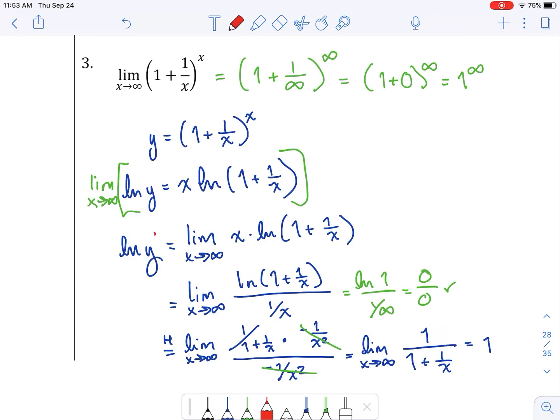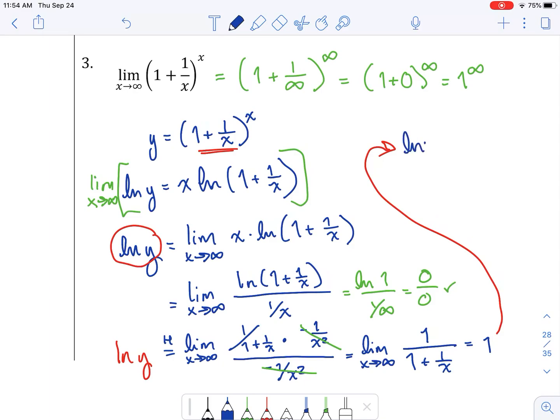Because remember, this whole side here doesn't equal y. It equals the ln of y. So what this tells us here is that 1 isn't equal to the function we're interested in. Ln of the function we're interested in is equal to 1. So then if I want to get y by itself, I have to raise it to e on both sides because we want to get this function. And so now we know that (1 plus 1 over x) to the x as x approaches infinity is equal to e.